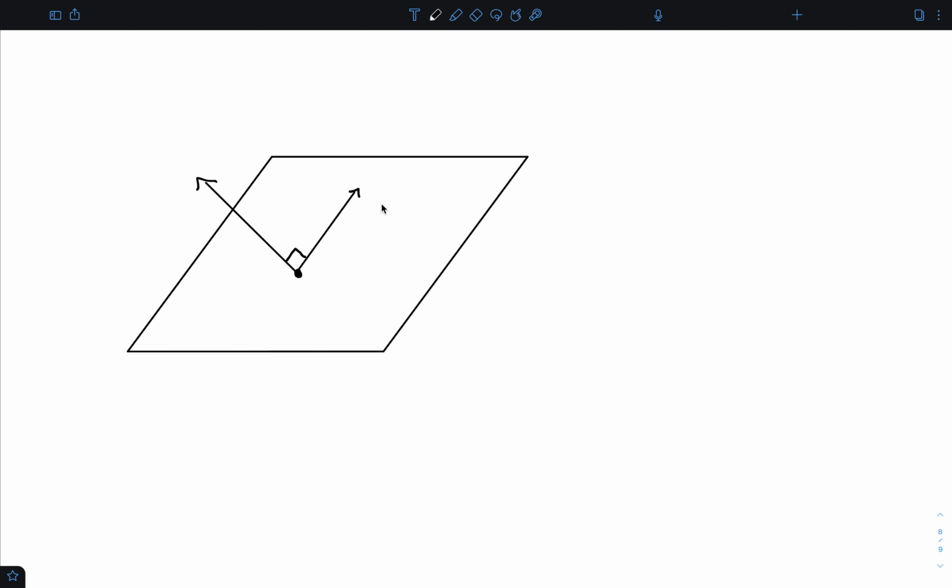I now want to look at defining a plane in 3-space. To define a plane, I'm going to need a point in the plane. I'm going to call this x0, y0, z0. And I need some vector that's orthogonal to the plane. This is usually denoted by n. It's known as the normal vector, and I'm going to call it ABC.